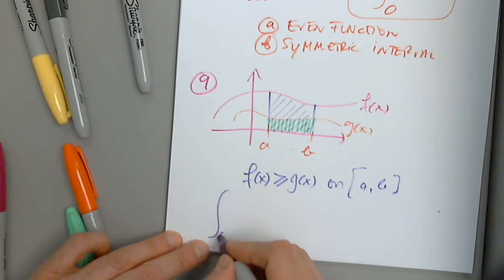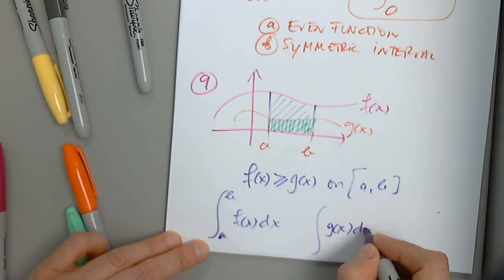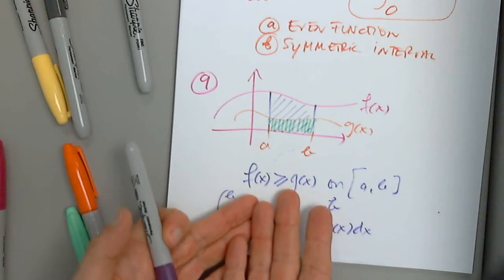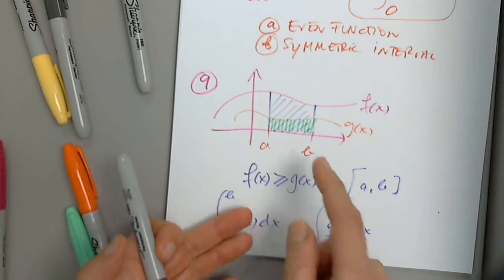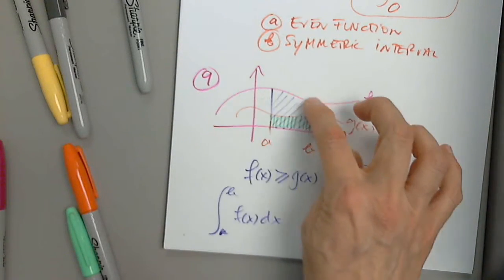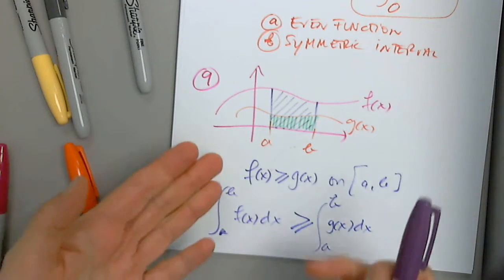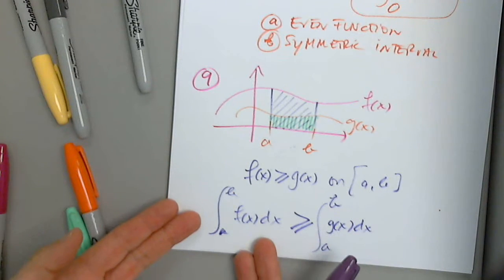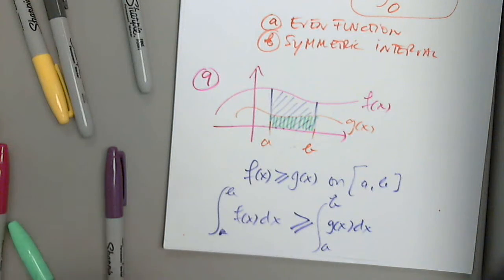Then what would you say about the integral from a to b of f of x dx and the integral of g of x dx from a to b? What will be the relationship between these two? If f is above g on the interval a to b, then what is the relationship between the green area and the purple area? Green area is less. Yes, very good. So the symbol stays. If a function is above another function, then the area under the first one must be bigger than the area under the second one. And it makes sense. Would you agree?